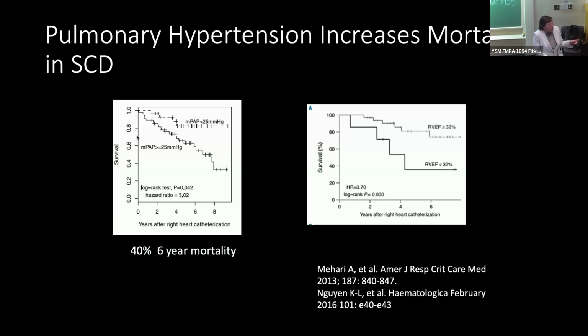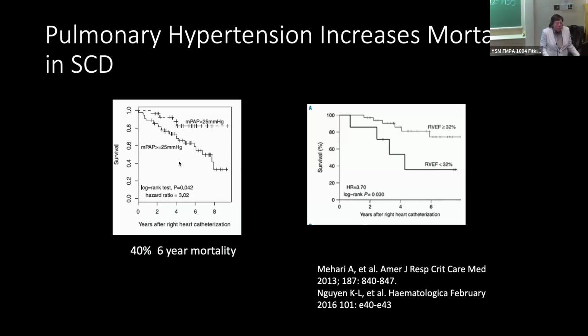And this is a Kaplan-Meier survival curve using the older definition of PH. This is a mortality risk factor. We now have had so many studies where PH always comes out as one of the mortality risk factors in our patients with sickle cell disease. In this study from the NIH group, published by Alan Meharry and others, 40% 6-year mortality.